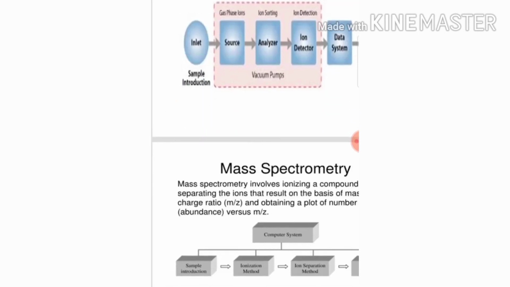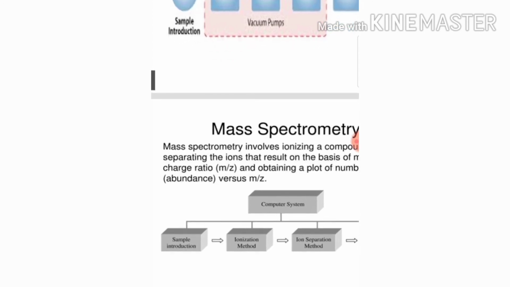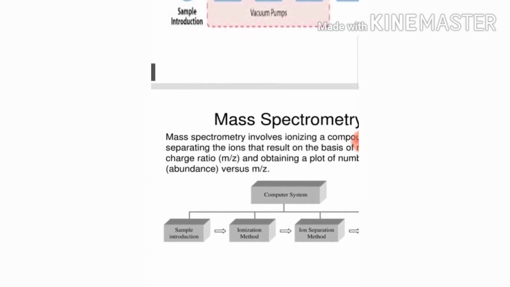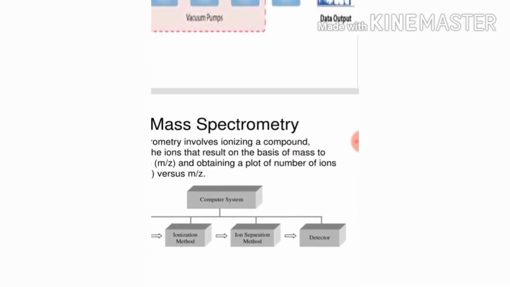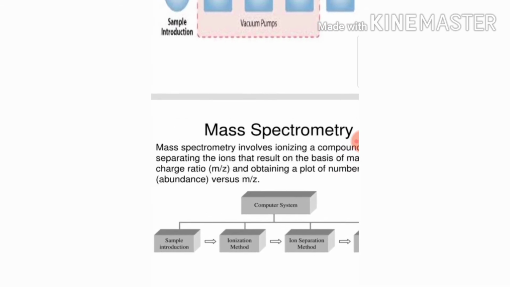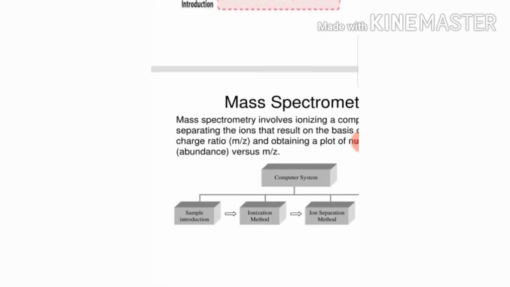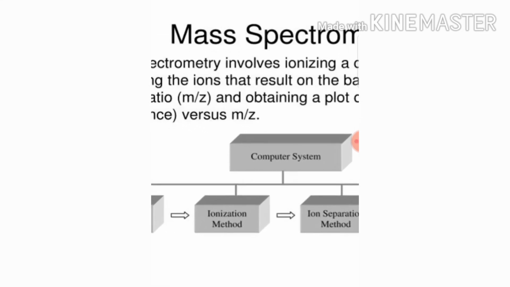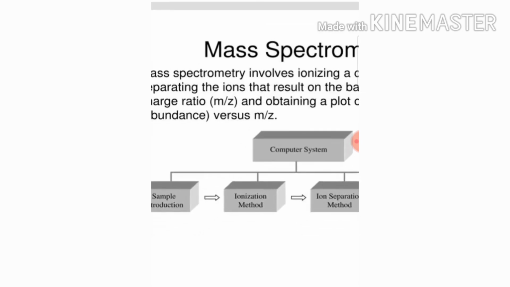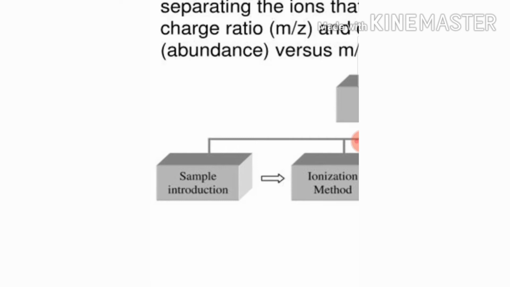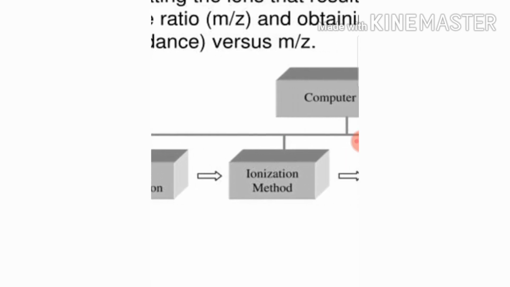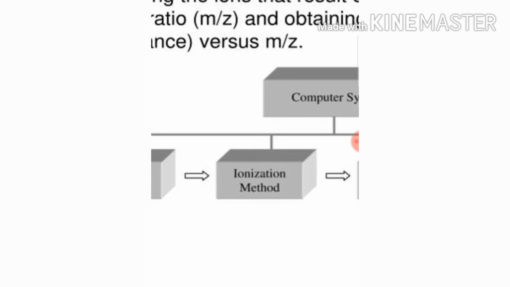So mass spectrometry involves ionizing a compound, separating the resulting ions on the basis of mass to charge ratio, and we obtain a plot of number of ions versus mass by charge. This is the totally computerized programming inside the mass spectrometer. Sample induction, then ionization of the sample in the presence of high heat and in the presence of a laser beam.